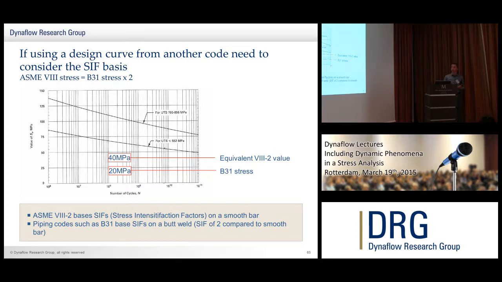Whereas if you go to the B31 codes, then SIFs are based on a butt weld. Okay? And the butt weld has a SIF of around 2 compared to a smooth bar. Okay? And therefore, if you want to use such a fatigue curve with B31.3 results, then the B31.3 stress levels should be divided by 2 to use this design curve. So if the calculated value is, say, 20, you divide by 2, and that is your equivalent value for use in the design curve from Section 8. Okay?